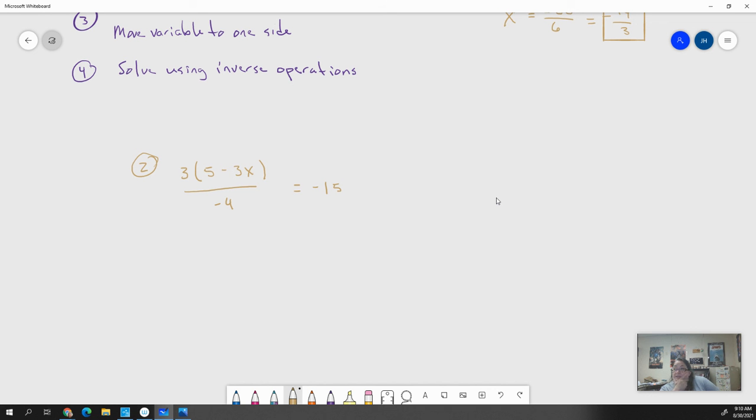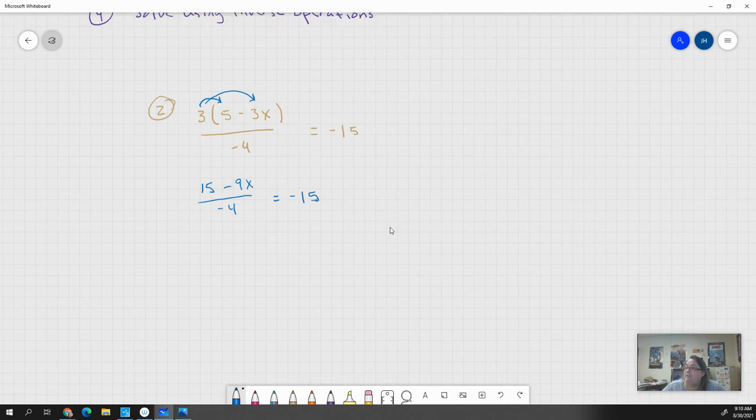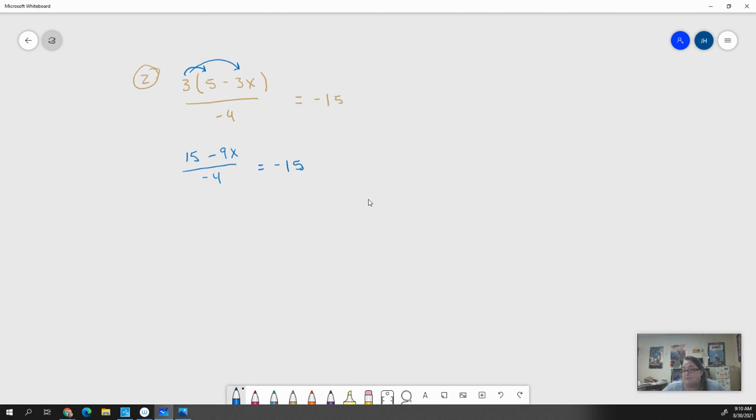Now it says the first thing that I need to do is distribute, and we can do that pretty easily, right? We've got some parentheses. We can distribute that through fairly right off the bat, right? I can go 3 times 5 equals 15. 3 times negative 3x equals negative 9x over negative 4 equals negative 15.